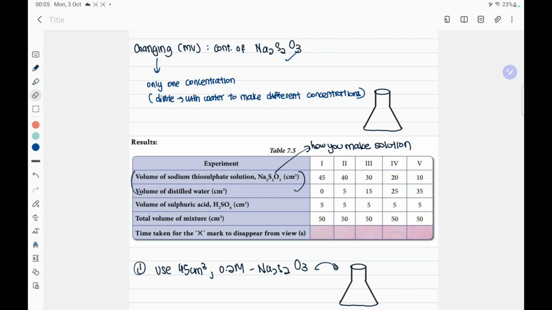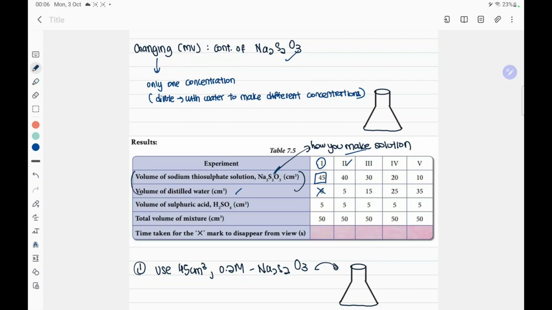I've noted here the volume of sodium thiosulfate solution, which is how you make this solution, and the volume of distilled water. I copied this table from your textbook, so if you want, you can refer back to it. I'm going to explain how we are going to conduct this experiment first before I get into the actual steps. The first time you do this experiment, you are going to need 45 cm cube of this solution, and you don't add any water to it. So this is, we can say, a concentrated solution.